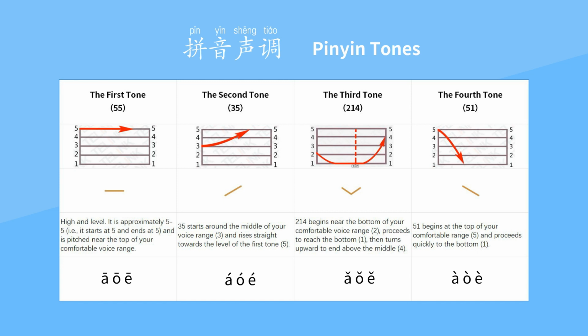A, O, E. The second tone is a rising tone, with a tonal value of 3/5, and is pronounced like this. A, O, E. The third tone descends and then rises with a tonal value of 2/1/4 and is pronounced like this. A, O, E. And the fourth tone is a descending tone with a tonal value of 5/1 and is pronounced like this. A, O, E.